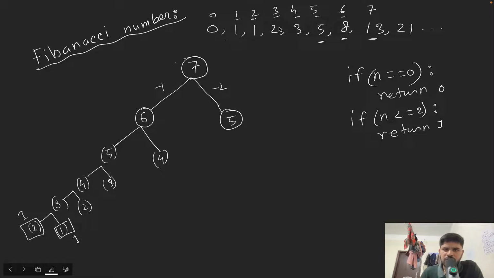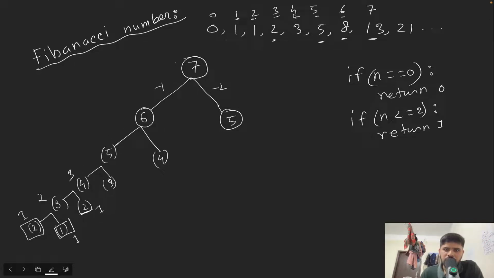Now in order to find out the value at position 3, we will just add whatever value we have at the second position and at the first position. So I'm going to add these two values, 1 plus 1 is 2. So here we will get 2. Now let's find out the value at position 2. This is our base case, so we will return 1. So 1 plus 2 equals 3.